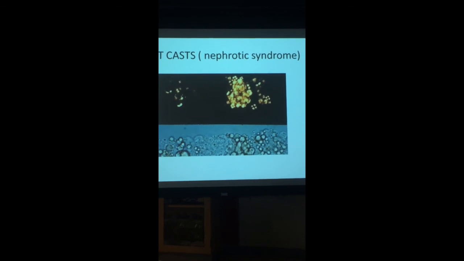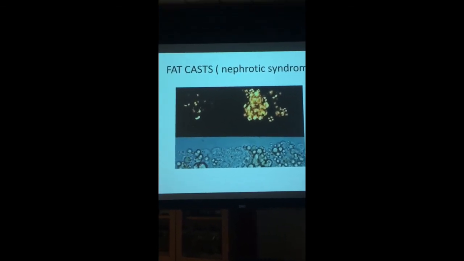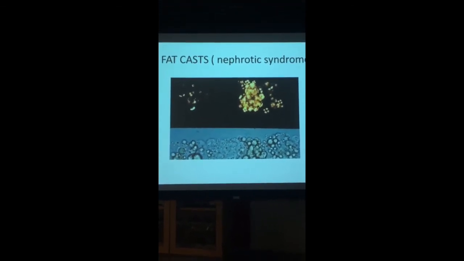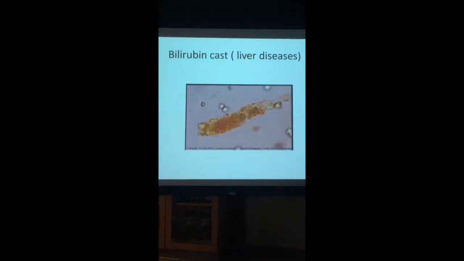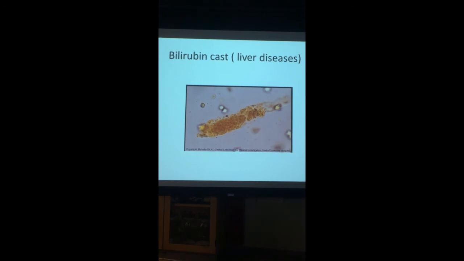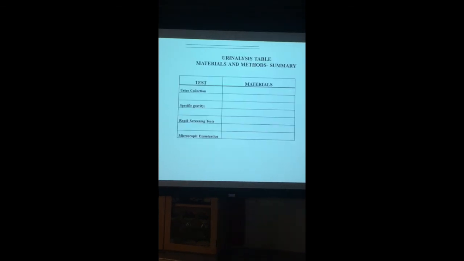Okay, these are fat casts, or lipid casts, from nephrotic syndrome, which is slightly different from nephritis. Okay? Bilirubin cast. Think of bilirubin dealing with the liver and bile.